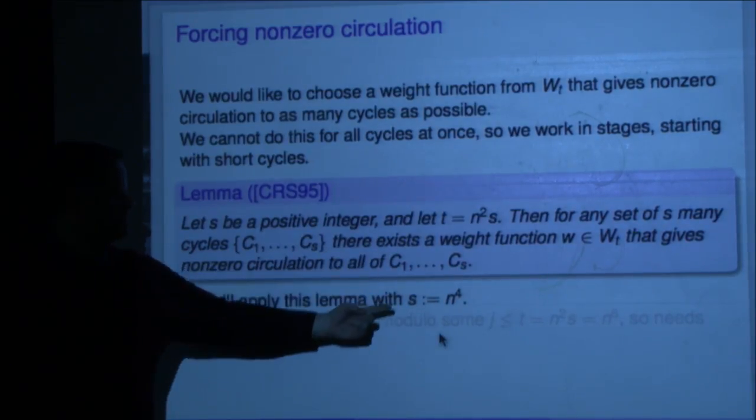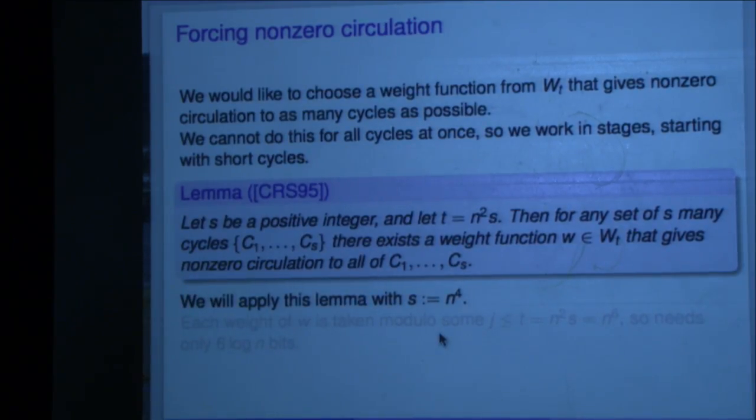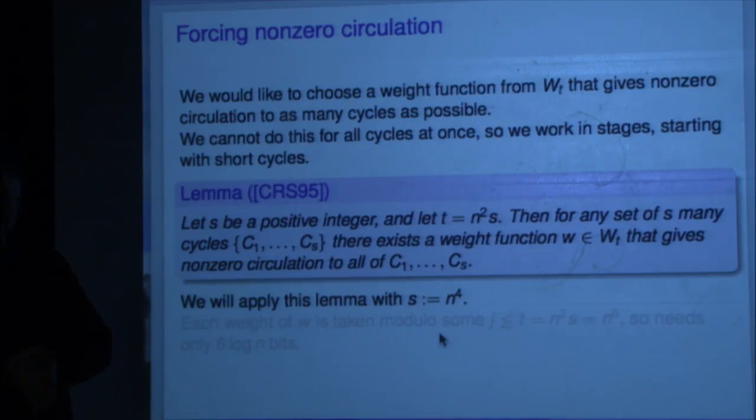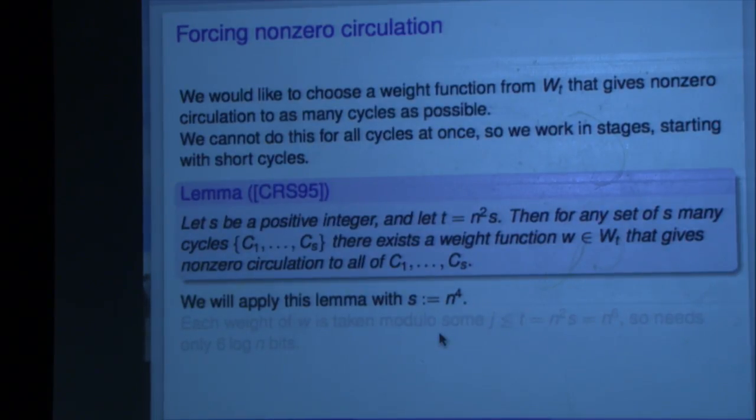where s is only n to the fourth, so only polynomially many cycles, even though there are exponentially many cycles in the graph. If we're only trying to force non-zero circulation for small cycles, there aren't very many of those. There are only polynomially many, n to the fourth. And so if you take s being n to the fourth, then t is now n to the sixth, which is polynomial in n.